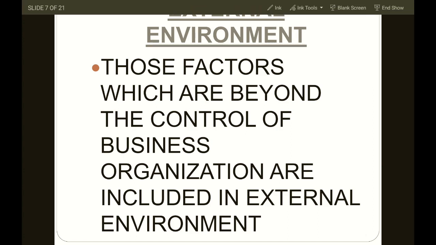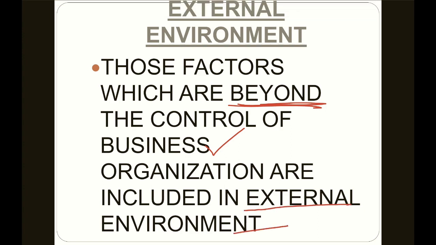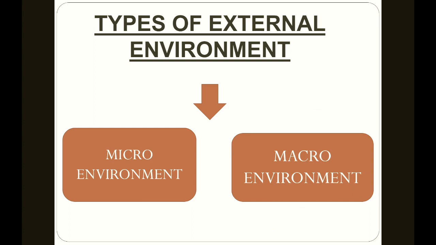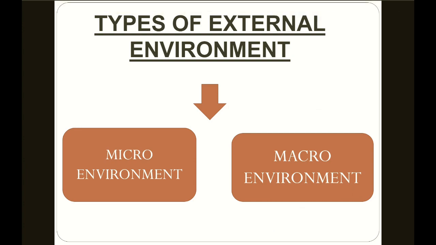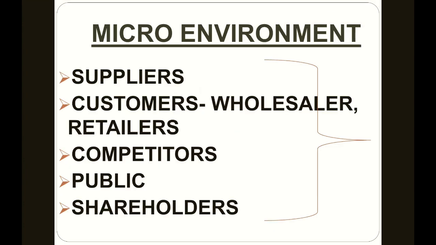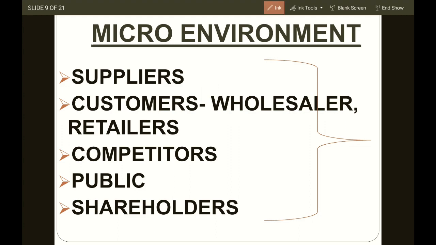Now, external environment, very, very important. The word itself says, it is outside the business organization. The factors which are beyond the control of the business, which it cannot control, are included in the external environment. Now, types of external environment, I've told you earlier also, there are two classifications. Micro environment, which is partially controllable, and macro environment, which is uncontrollable. You cannot control macro factors. Okay.